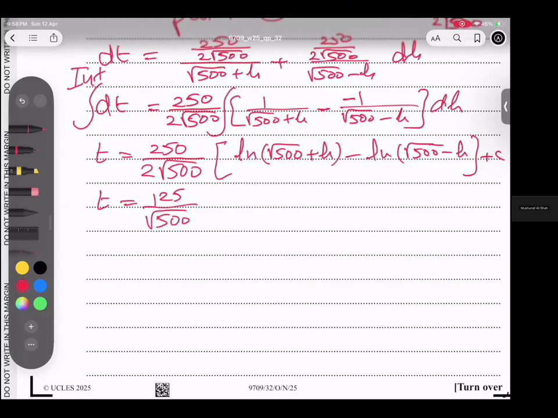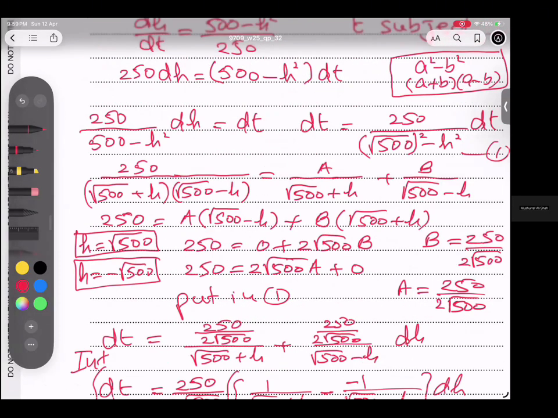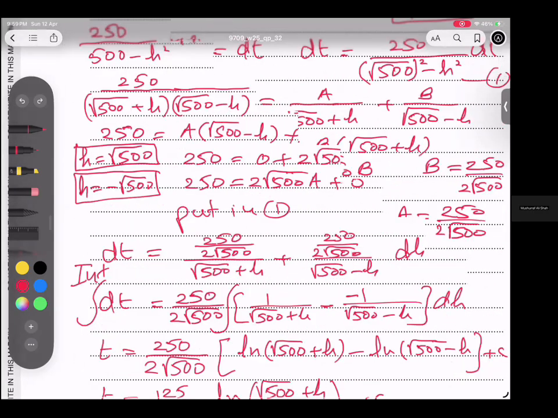So up till here, I think students, you are understanding well how we can write inside. So we can say root of 500 plus h over root of 500 minus h. This is done, plus c. Now we are going to plug in the data. And what is the data? H is 0 at T is 0.